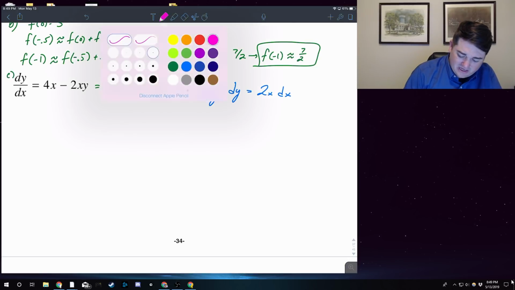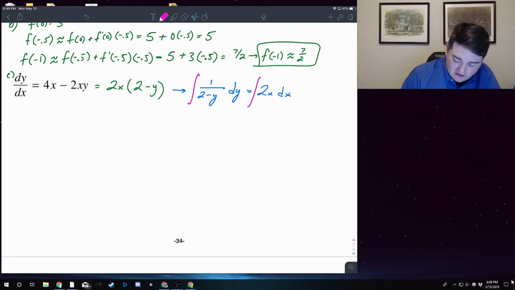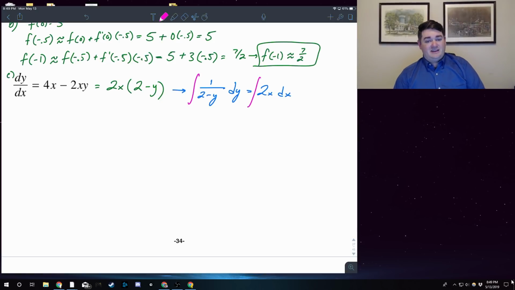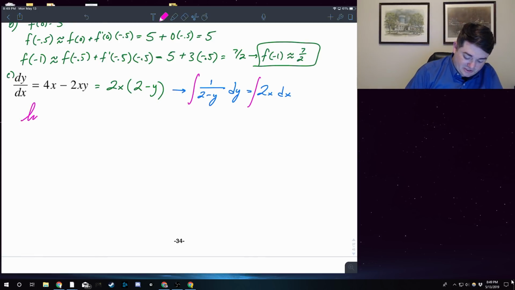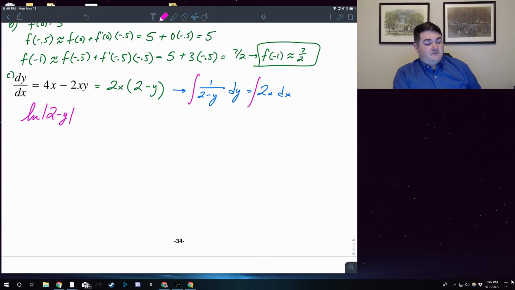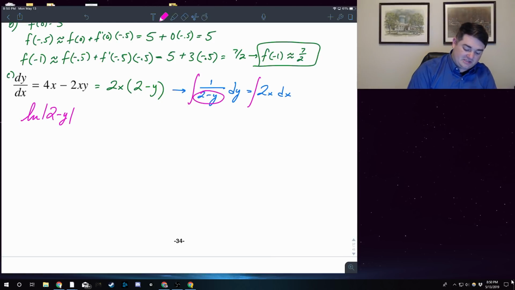So back to part C, I have separated. I have to integrate. I want to warn you here, there's a very common error on this left-hand side, the antiderivative of 1 over (2 minus y). If I were to make a common mistake, I would put natural log absolute value of 2 minus y. Take a second, ask yourself what's wrong with that. There was a hidden u-sub, or a hidden chain rule. Because the derivative of 2 minus y is negative 1, this antiderivative needs a negative in front. So negative natural log of |2 minus y| equals x squared plus c.